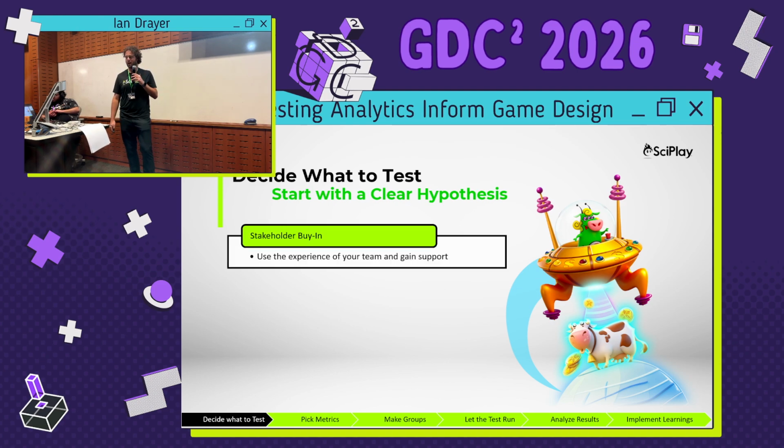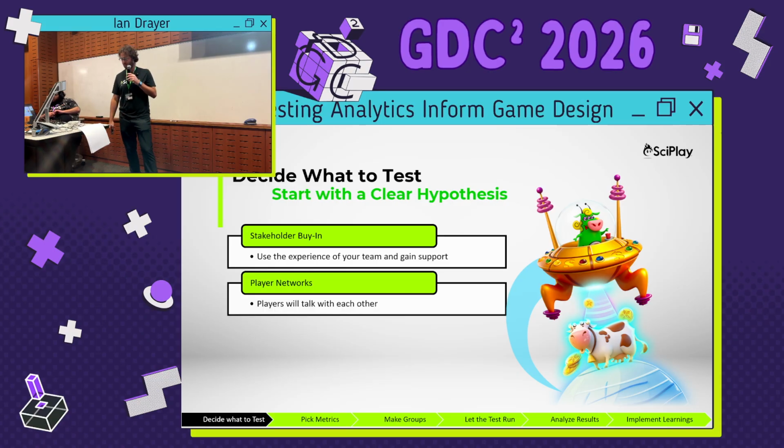And you begin by building stakeholder buy-in. You can talk with the other devs on your game, with the other people on your team, to really figure out what is it that they think will help move those players in the direction that you want to move them. One thing to be careful of, though, is player networks.